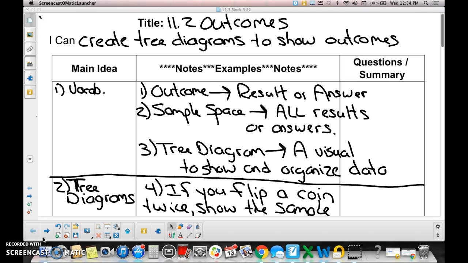When did we use a tree diagram in the past? Can somebody tell me when we used a tree diagram in the past, before our notes today? Tristan? Finding prime factorization. Remember when we did prime factorization, we used factor trees? Yeah. Is that very similar to the tree diagram that we use today?